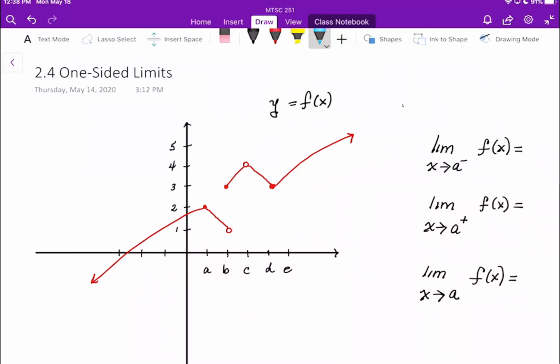In this section, we're looking at one-sided limits. That is, we're trying to determine what the function value will be as x approaches a particular value. So let's look at this example for y is equal to f of x. This is example 1.